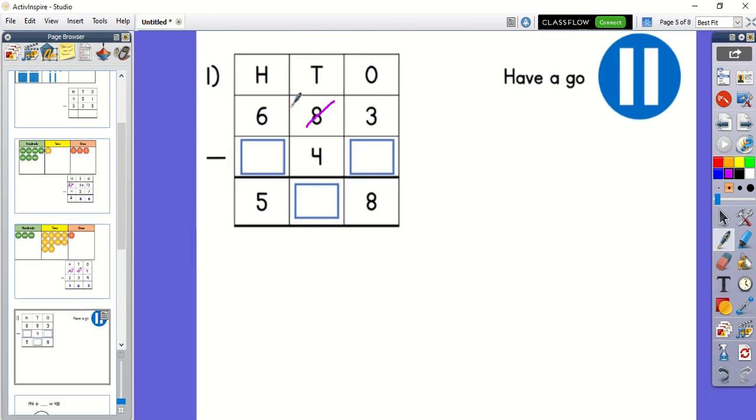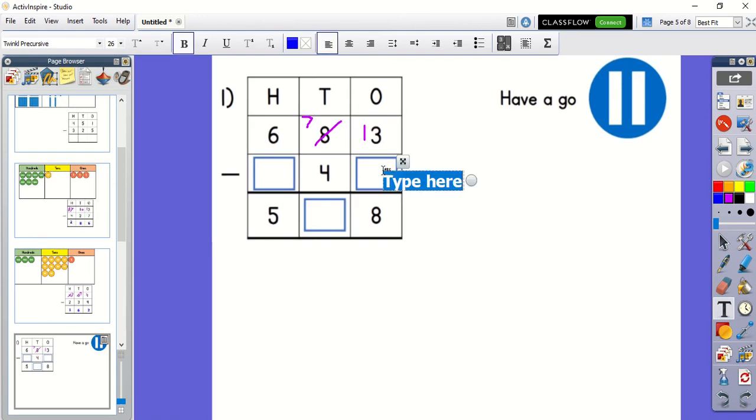So I'm going to take a 10, change that to a 7, and stick a 10 on my 1. So I've got 13 take away something gives me 8. Well, 13 take away 5 gives me 8, so there we go. Now I can solve my 10s because I've got 7 take away 4, which is 3. And then 6 take away something gives me 5. Well, that's a nice easy one. 6 take away 1 gives me 5. So now I've got 683 take away 145 gives me the answer of 538.